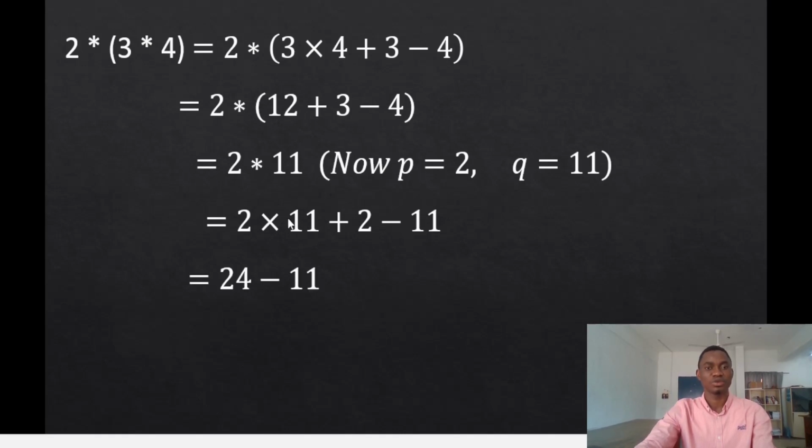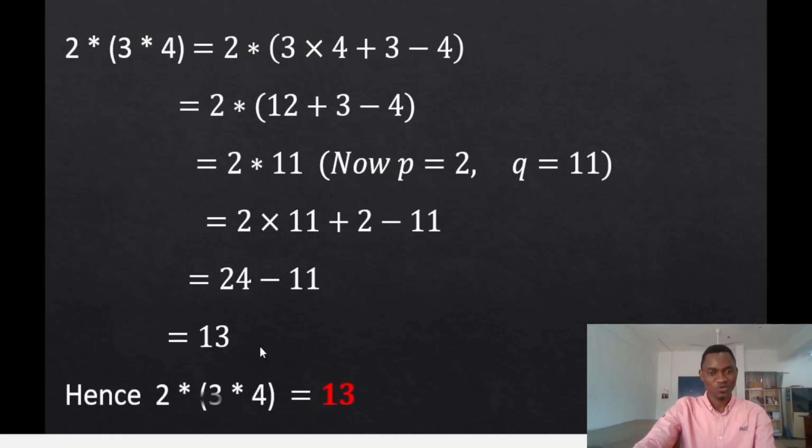So we have 24 minus 11, and that gives us 13. Okay, 13 is the answer. I think it's very, very simple. All right, you can pause the video and take down notes for yourself.